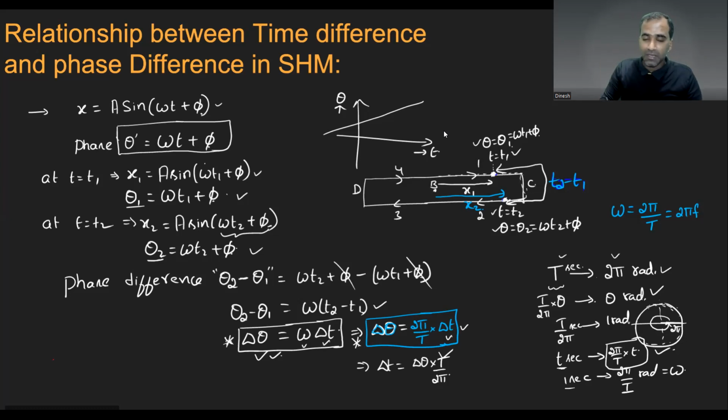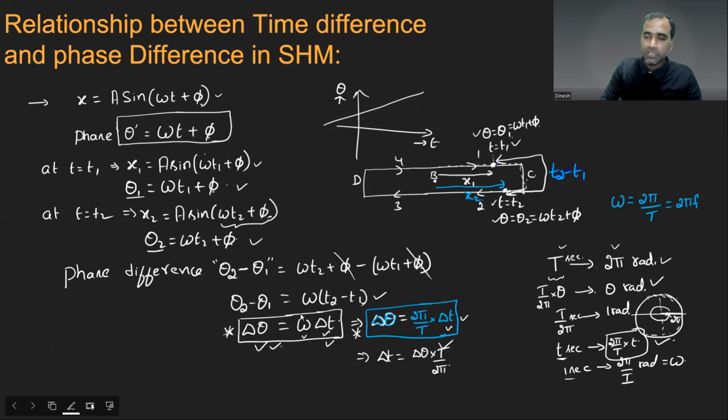Even if you don't understand that part, you know this formula. If I'm saying the time difference is 2 seconds, substitute 2 here. 2 into omega is 2 omega. That is the phase difference. If you know omega, any problem will give you what omega is, and you can substitute that also.